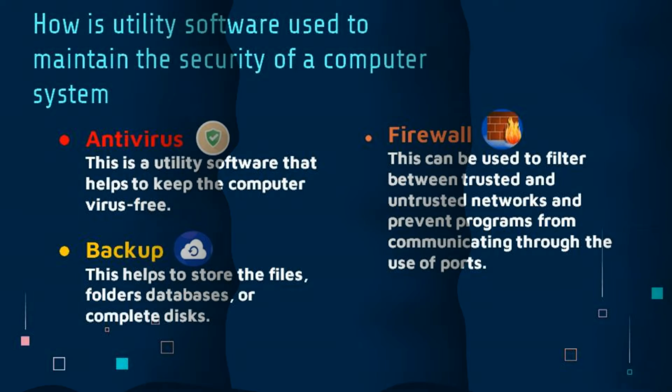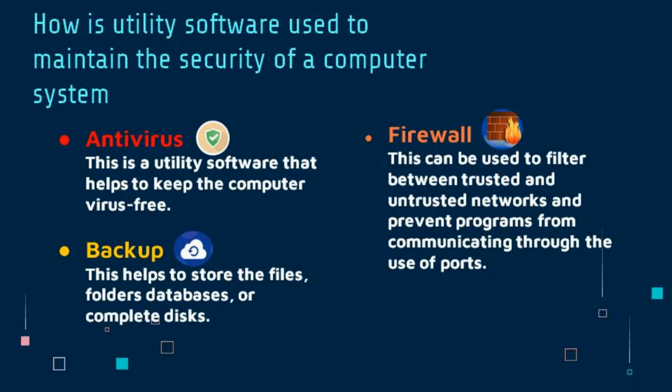How is utility software used to maintain the security of a computer system? Antivirus. This is a utility software that helps to keep the computer virus-free. Backup. This helps to store the files, folders, databases, or complete disk. Firewall. This can be used to filter between trusted and untrusted networks and prevent programs from communicating through the use of ports.